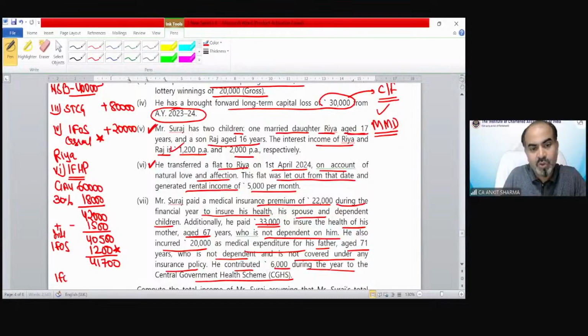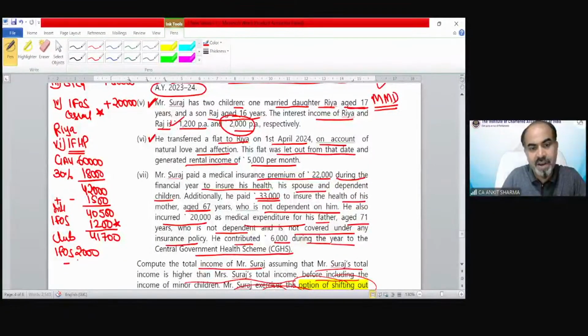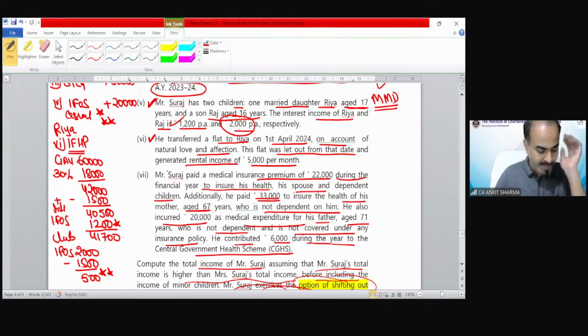In case of income from other source of his son Raj, the income was 2,000 rupees. Interest income, clubbing Raj. He can also claim the exemption in case of Raj's income, that is 1,500 rupees. So the taxable interest income in case of Raj, we can show under income from other source also. Wherever you show it, that would not affect the answer, of course. So after doing all this, now my gross total income would be 11,37,000. Sorry, not that.